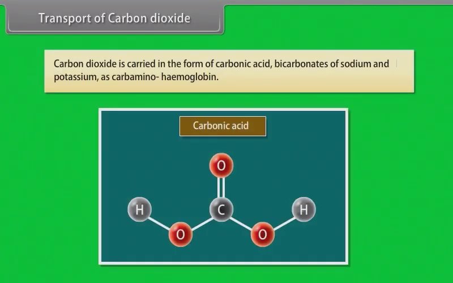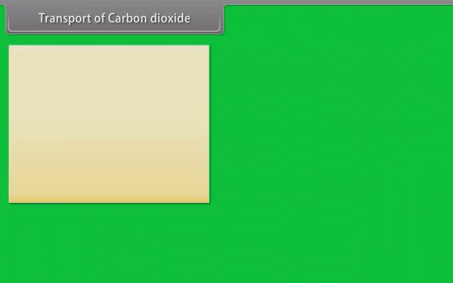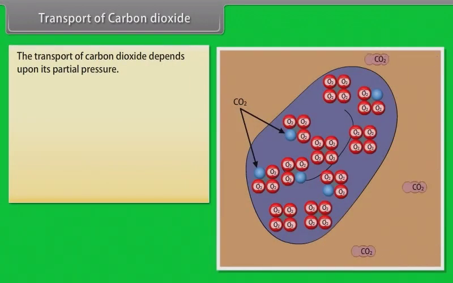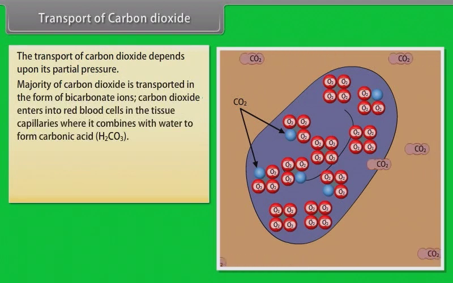Carbon dioxide is carried in the form of carbonic acid, bicarbonates of sodium and potassium, and as carbaminohemoglobin. The transport of carbon dioxide depends upon its partial pressure. The majority of carbon dioxide is transported in the form of bicarbonate ions.